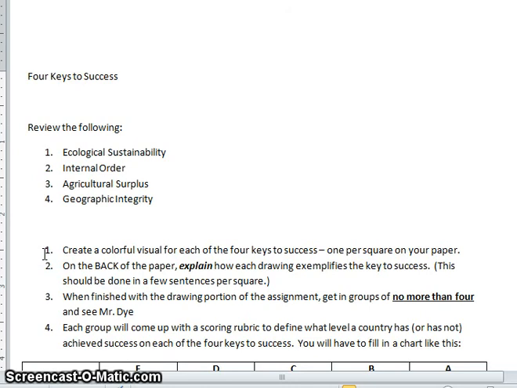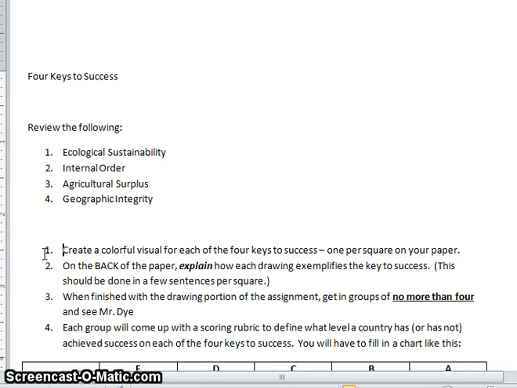Number one, create a colorful visual. I provided crayons for that. For each of the four keys to success, one per square on a sheet of paper. They just took a sheet of paper, folded it in quarters, and then each quarter represented one of those keys to success. Then on the back of the paper, they explained how the drawing exemplified that key to success. This was not just an explanation as to what the key to success means, but how did that drawing specifically address that key to success.